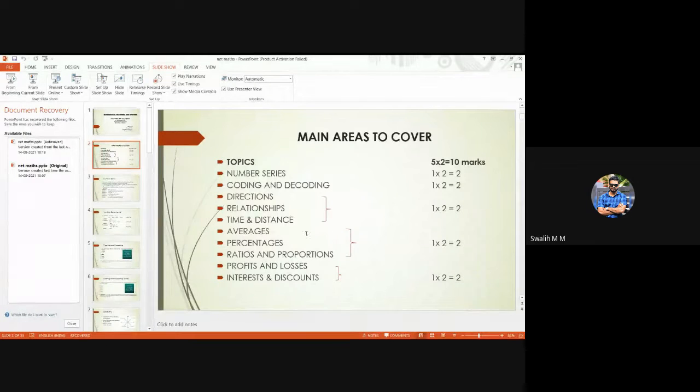The next 3 topics are averages, percentages, ratios, and proportion. You would probably get 1 question from either of these 3, and the last question would be from profit and loss and interest, discounts. These topics also give 1 question. That is the whole of 10 marks. Remember, for most of the commerce students, the subject paper we find very easy, but we generally find it difficult in the general paper.